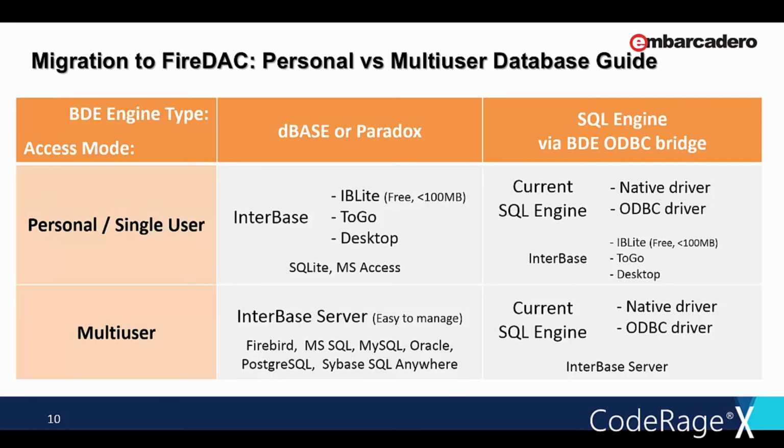So if you are migrating from a DBase or Paradox data engine, and you are in a personal or single user mode, the recommendation is to migrate to Interbase. You can go to the Interbase Lite, which is free, no licenses needed, but is limited to 100 megabytes. You have the To Go version and the Desktop version. As an alternative, you have SQLite and Microsoft Access for single user, one station mode.